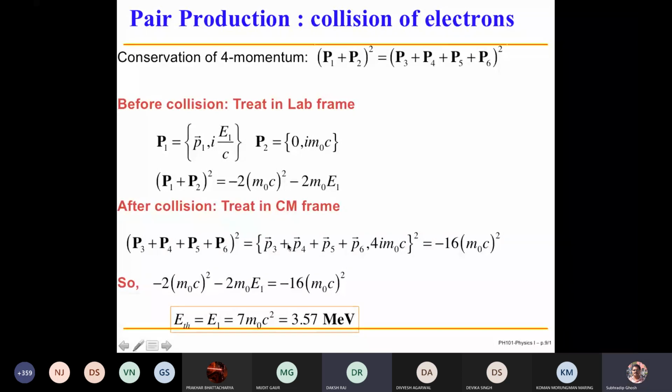What happens to the 3 momentum? Sir, it remains, it will be 0. It will be 0, exactly. That's what I am going to use. So therefore, P3, P4, P5, P6, these vectors give you 0. So I'm only ending up getting this component, and this gives me the result. So now the momentum is conserved, I equate these two, and from there, I can find out the threshold will be 3.57 mega.